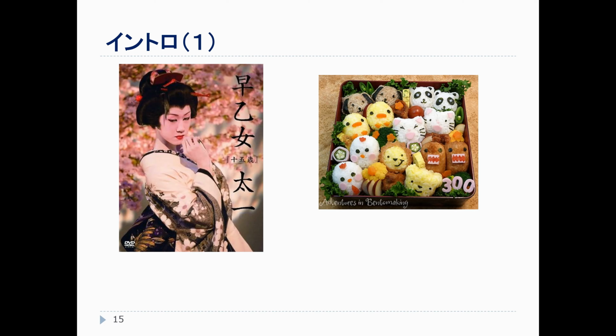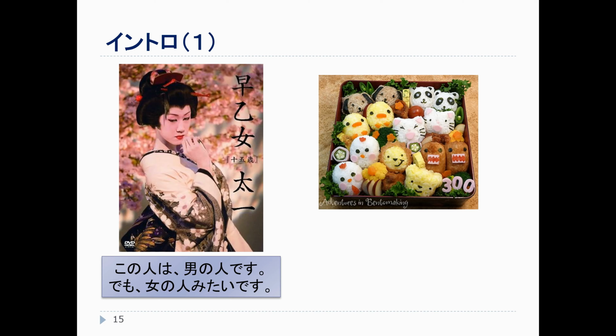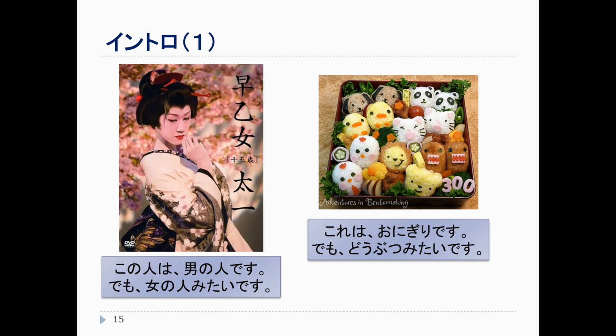This is another grammar point that I would like to talk about at the end of chapter 17. So, この人は歌舞伎の actor です。歌舞伎 actor。この人は男の人です。でも、女の人みたいです。Let's take a look at the お弁当 we have here on the right. これはおにぎりです。They're rice balls. おにぎりです。でも、動物みたいです。They look like animals.